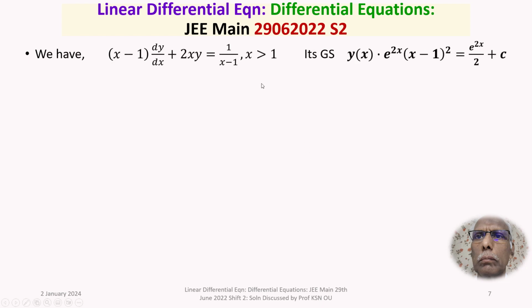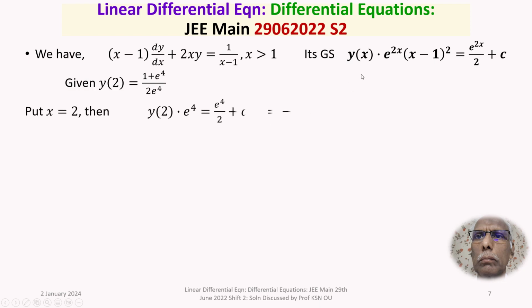So that's our differential equation, and this is the general solution that we obtained in the last slide. Right, to evaluate c, we are given the value of y when x is equal to 2 as (1 plus e power 4 by 2) times e to the power of 4. So put x is equal to 2 in the general solution. Then you will get y at 2 into e power 2 into 2, e power 4, into (2 minus 1) whole square, that is 1 square, is 1, equal to e power 2 into 2, e power 4 by 2 plus c.